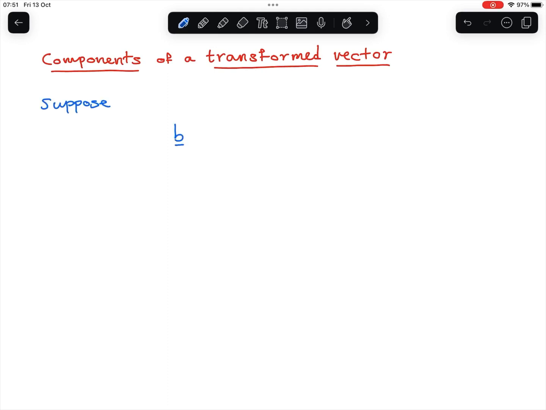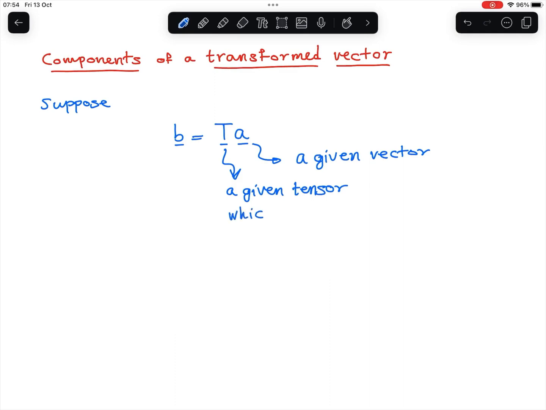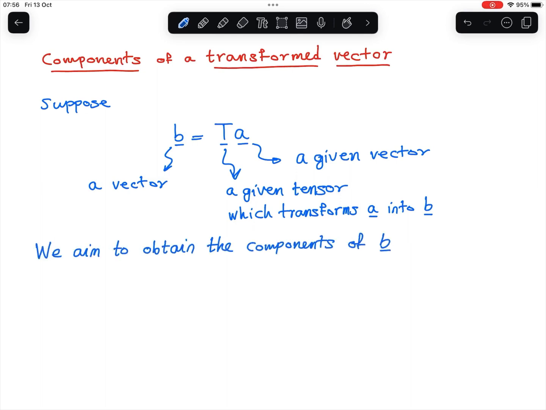Suppose B equals TA, in which A is a given vector. T is a given tensor which transforms A into B. And B is a vector. We aim to obtain the components of B from the components of A and T.